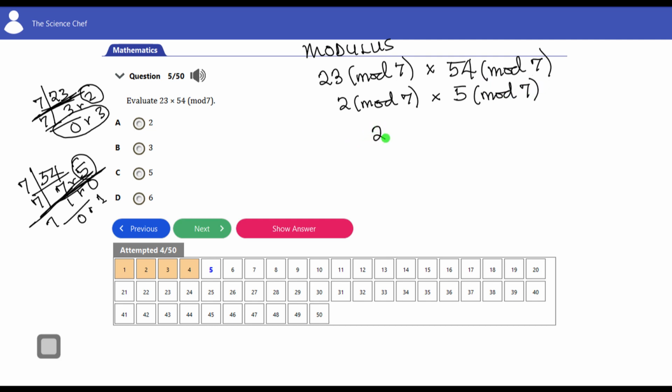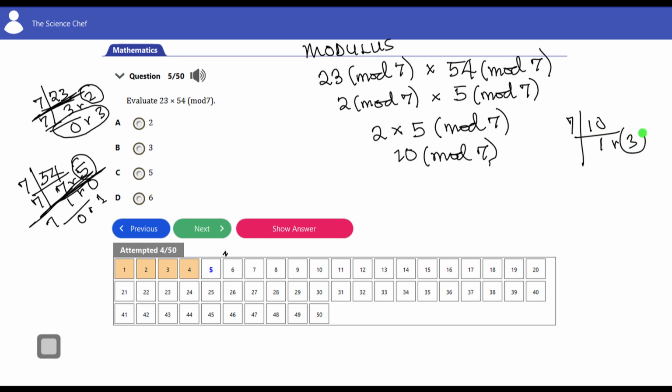Now what do you do? You can now multiply these two values, because these two values are allowed in mod 7. They are less than 7, so you can multiply them. So 2 times 5 mod 7 will be 10 mod 7. But 10 is greater than 7. So you are now going to reduce it again to mod 7. 10 divided by 7 gives us 1 remainder 3. So the final answer is 3 mod 7.